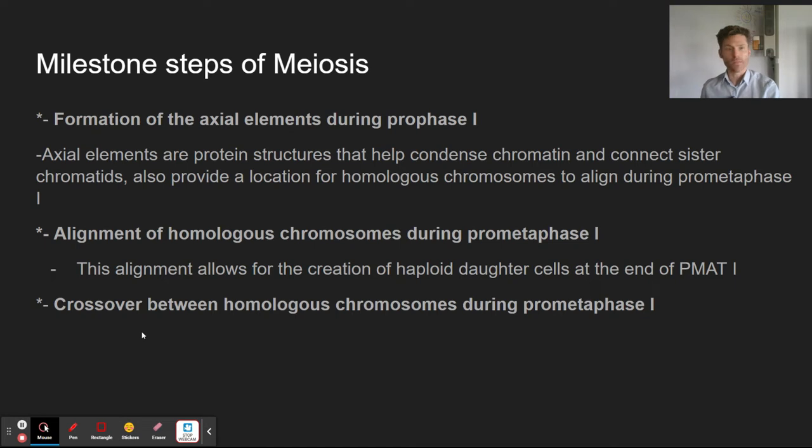That also allows for the opportunity for crossover to happen. The homologous chromosomes have the same genes on them, and so there's a moment where they kind of get to be friends, and they trade a little bit of genetic information. Awesome, cool stuff. We're going to look at that in a couple slides. It's very important for creating genetic diversity.